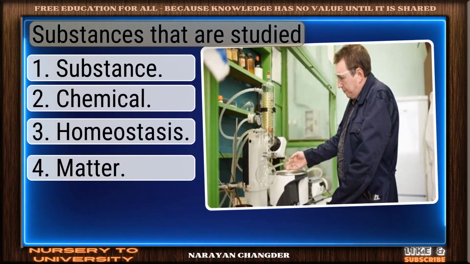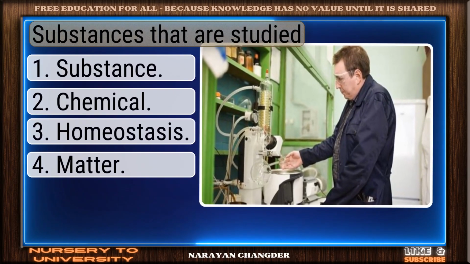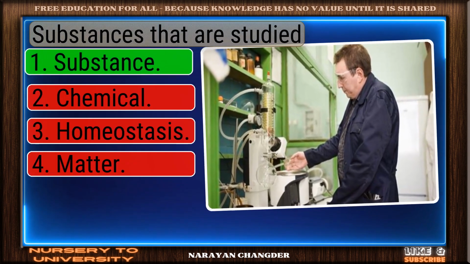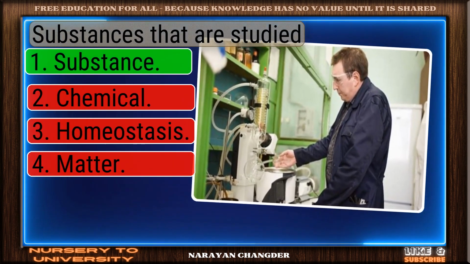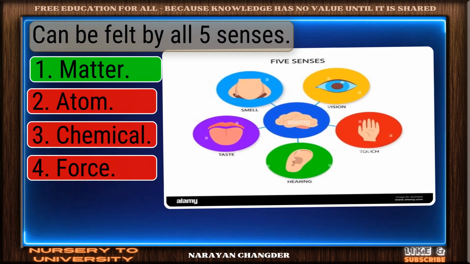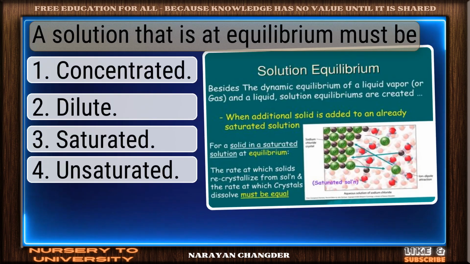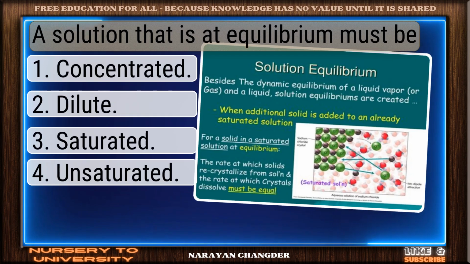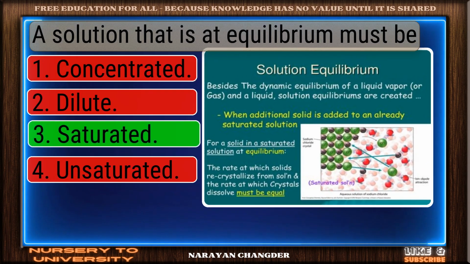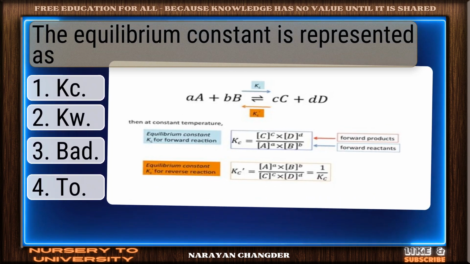Can you solve all these chemical equilibrium questions? Substances that are studied. Excellent reasoning. Substance. Can be felt by all five senses. Well supported. Matter. A solution that is at equilibrium must be. Accurate answer. Saturated. The equilibrium constant is represented as.